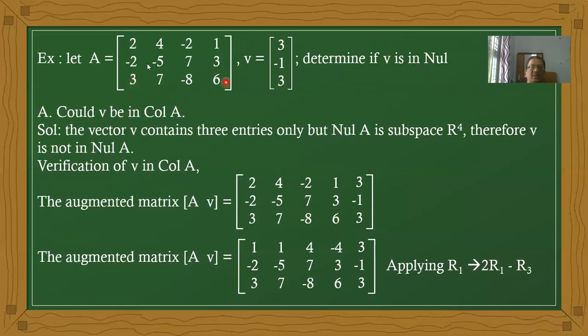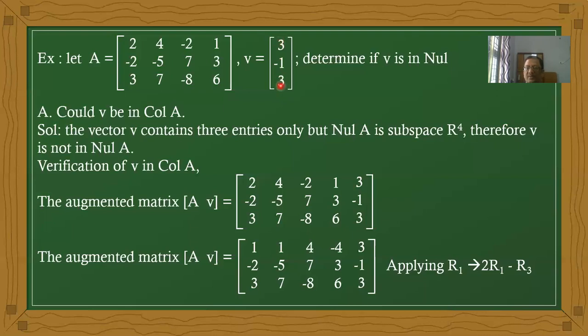The given matrix order is 3 rows and 4 columns. Row 1, row 2, row 3, column 1, column 2, column 3, column 4. Therefore, it is a 3 by 4 matrix. Now here V contains 3 rows and only 1 column. It is a column matrix now. Here we have only 3 entries.